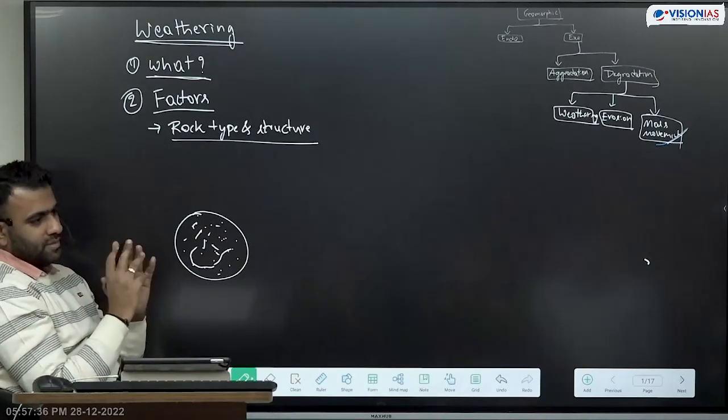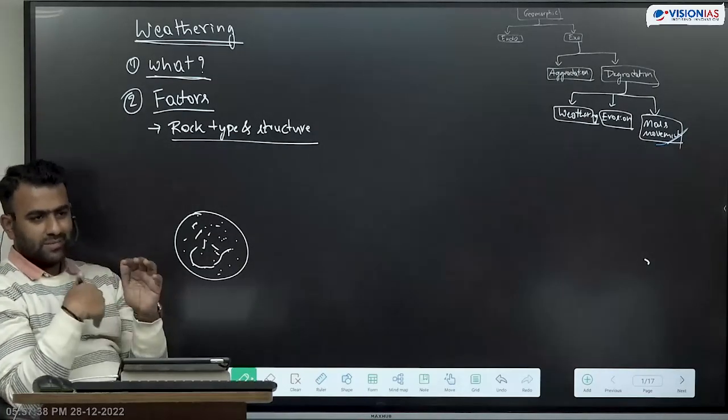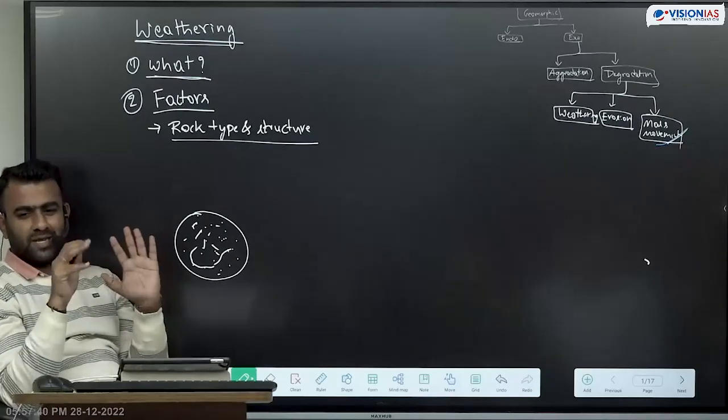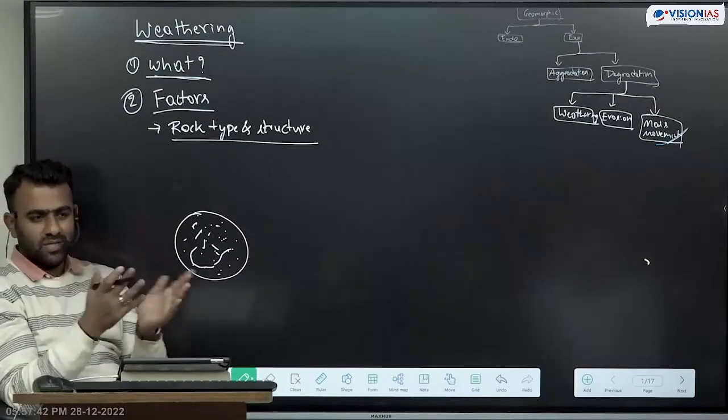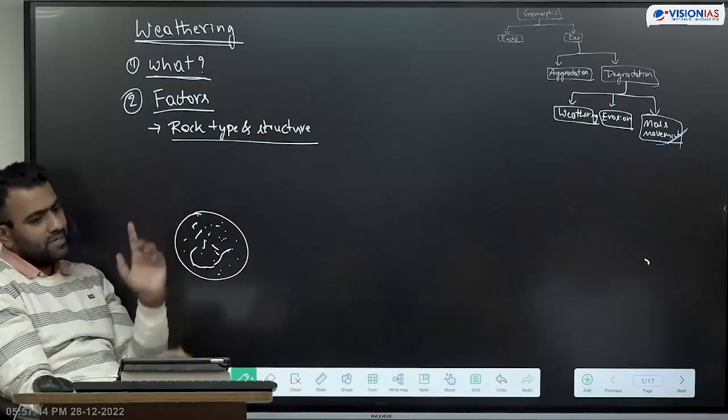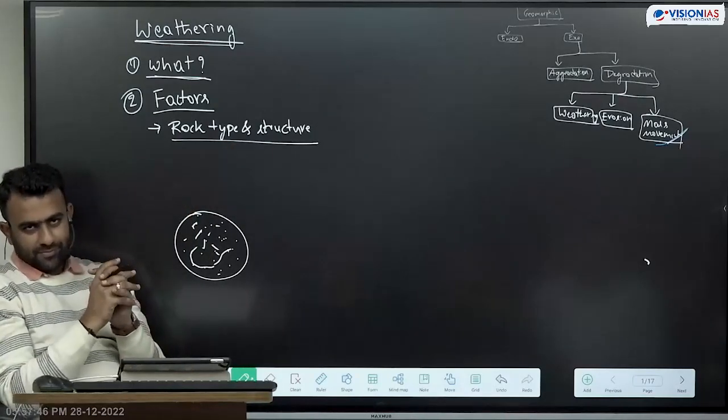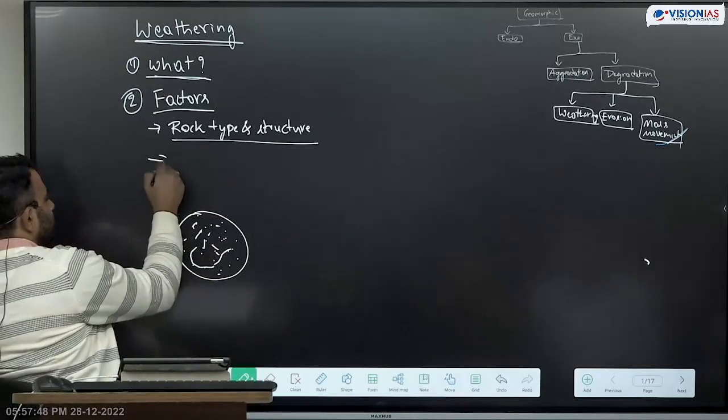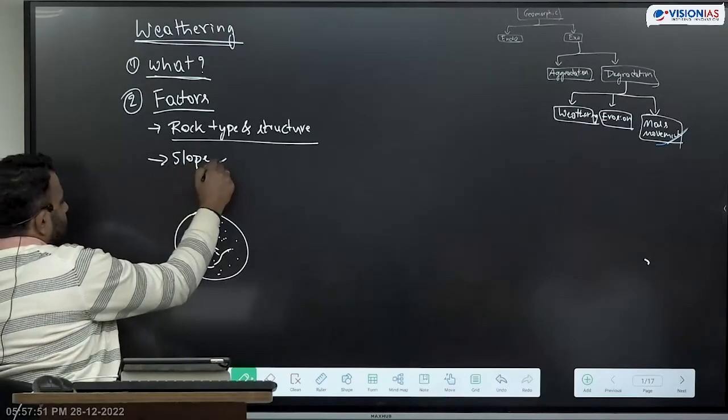ठीक है? So, the way the rocks are there, its presence of bedding planes, fracture planes, जहाँ पर crack ज़्यादा है, बहुत जल्दी breakdown होगा. That is all rock type and structure. ठीक है? Slope and aspect.